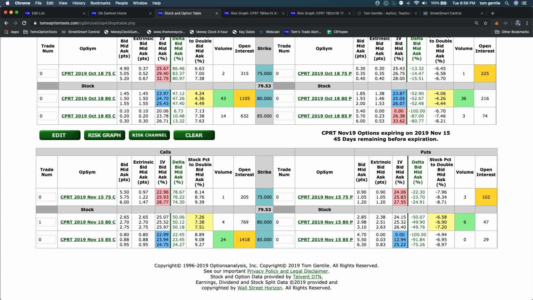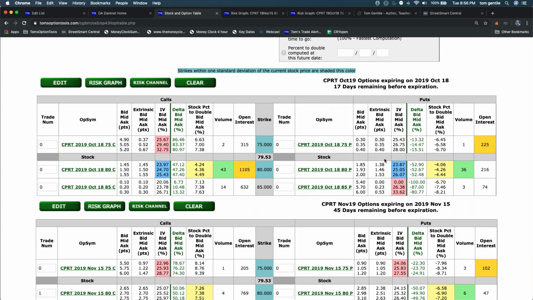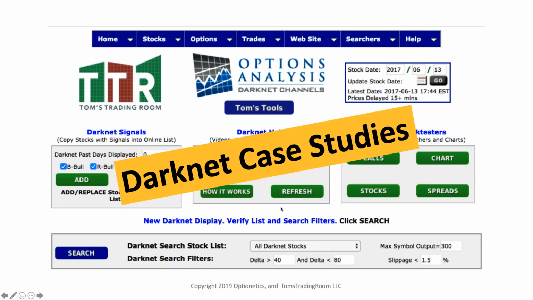When it comes to put options, if I'm bearish on something, I will choose an at the money option. I sometimes will choose an out of the money option, but it's going to be short term. I don't plan on hanging out in those trades for very long. All right. So that's our Darknet case studies.